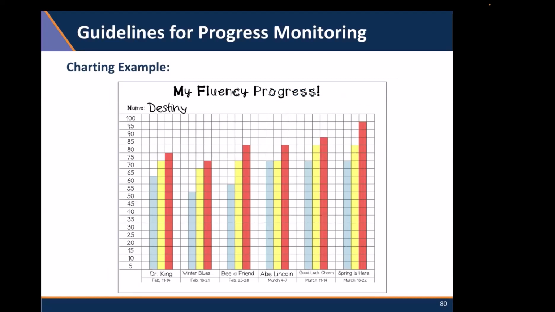This is a charting example for something that a student can do. As Heather stated, it's really important that students know where they're at in their learning. They know what they need to be successful. So this is a reading charting example. Their fluency progress, they can chart exactly how they're doing, making sure that we set it up for them where we have the dates or the books, whatever it may be, but they can easily access so they can see how they're doing as well.